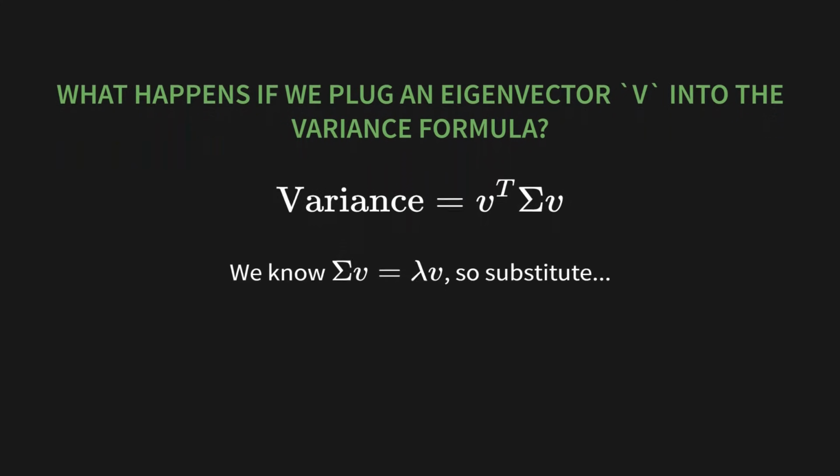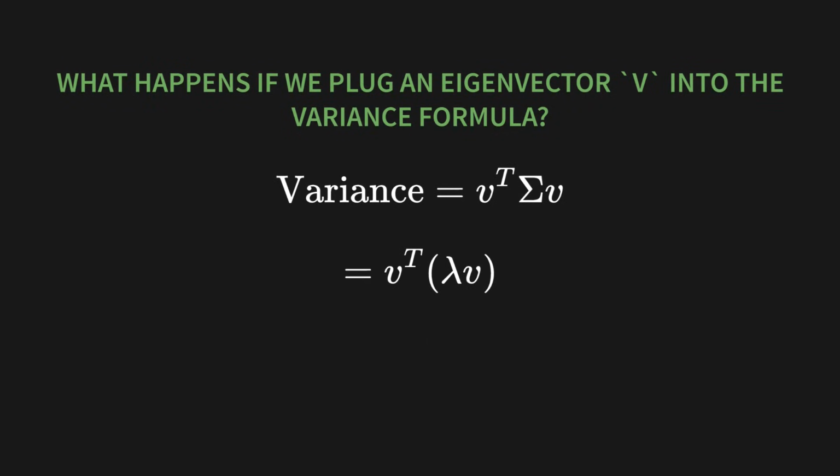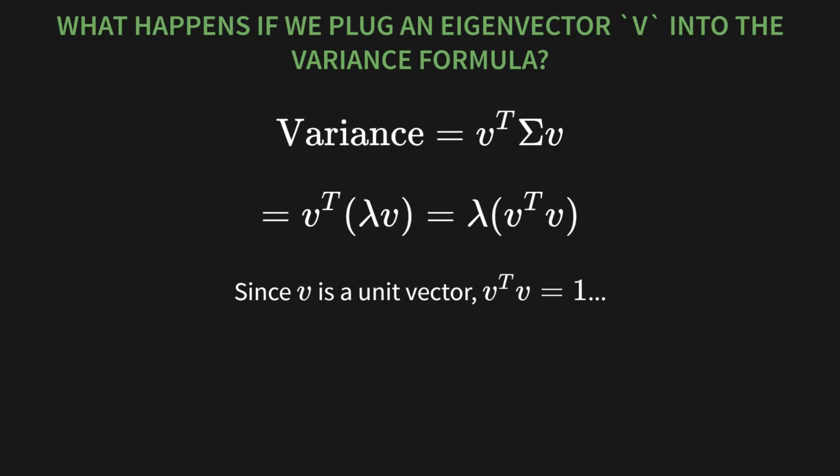But wait, we know from the definition that sigma V is just lambda V, so let's substitute that in, which gives us V transpose times lambda V. And since lambda is just a number, we can pull it out front, leaving us with lambda times V transpose V. Now for the final step. Since V is a unit vector, V transpose V is just the dot product of a vector with itself, which is 1. So the whole thing simplifies down to lambda.